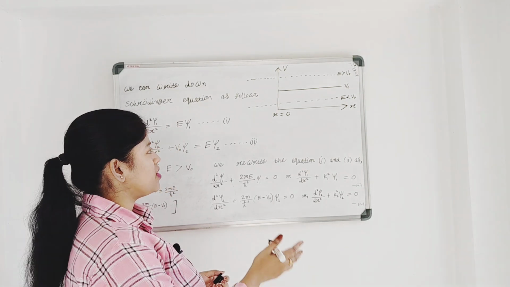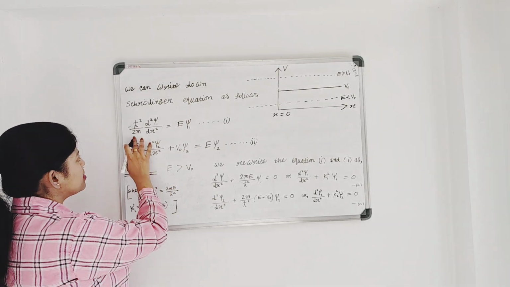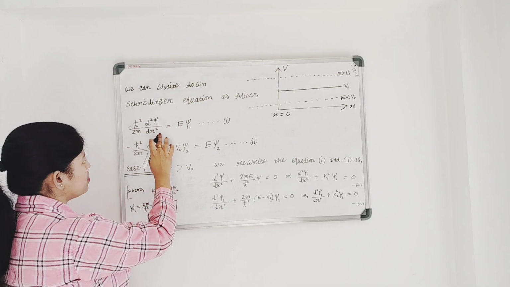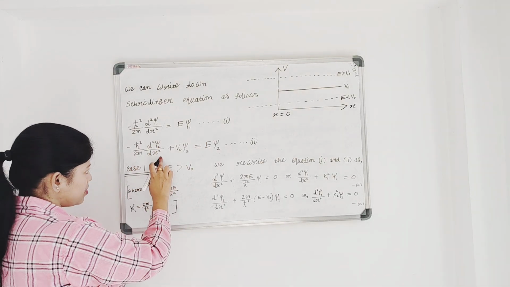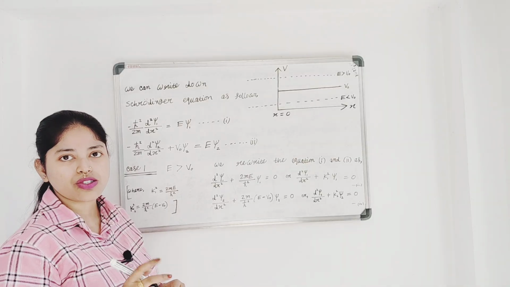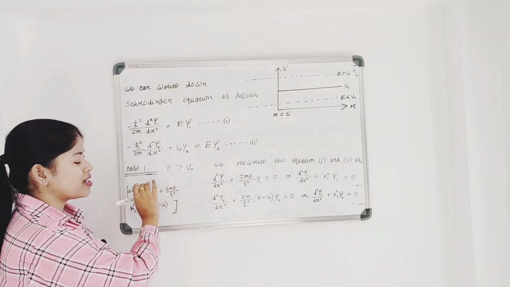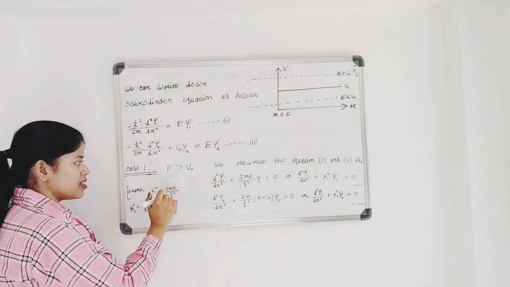For the wave functions psi 1 and psi 2, we can write the Schrödinger equation as minus h bar squared by 2m d2 psi 1 by dx2 equals E psi 1, and minus h bar squared by 2m d2 psi 2 by dx2 plus V0 psi 2 equals E psi 2. First we are going to consider case 1, where the energy of the particle is greater than V0. That means E is greater than V0.